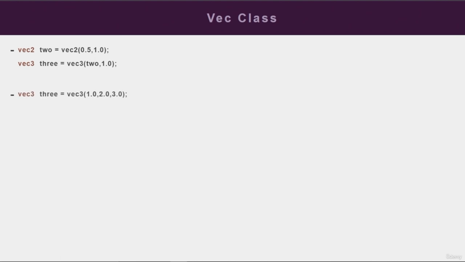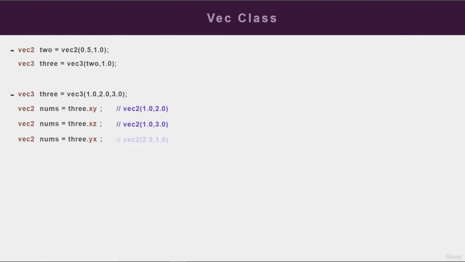So if we have this vector 3, then I can create a vector 2 by writing vec2 nums is equal to 3.xy. And now the nums variable is a vector 2 and contains two values, which are the 1 and 2. If you want to make the vector 2 value equal to 1 and 3, then instead of writing .xy, we write .xz. Then the nums variable value will be equal to 1 and 3. In case we write .yx instead of writing .xy, then the values inside the vec2 nums variable will be 2 for the x and 1 for the y.